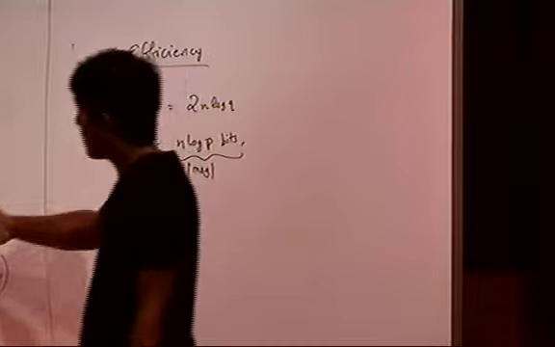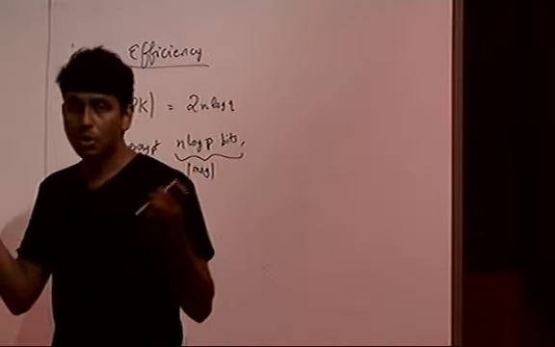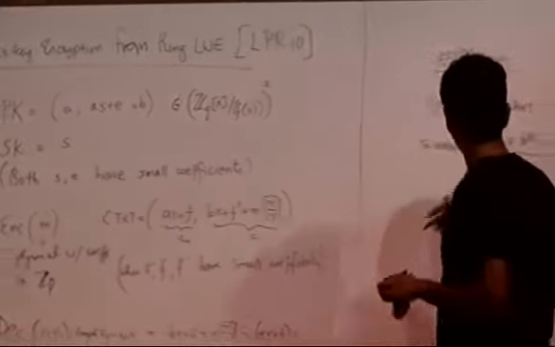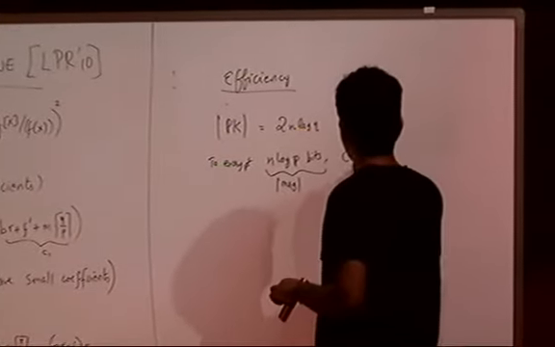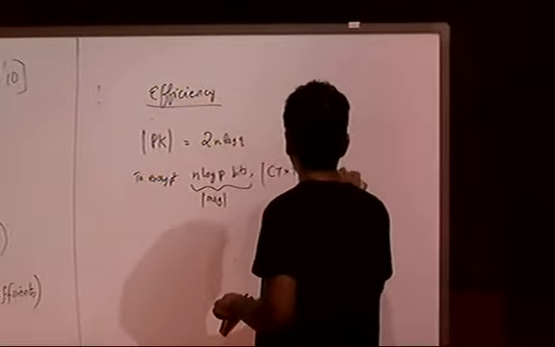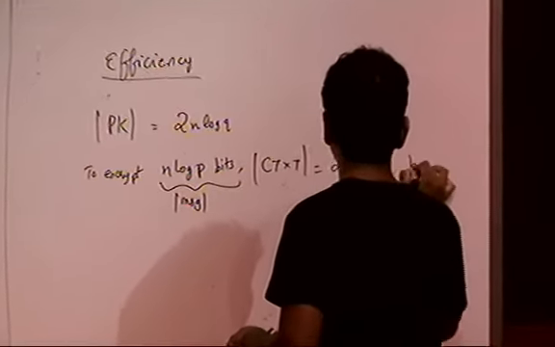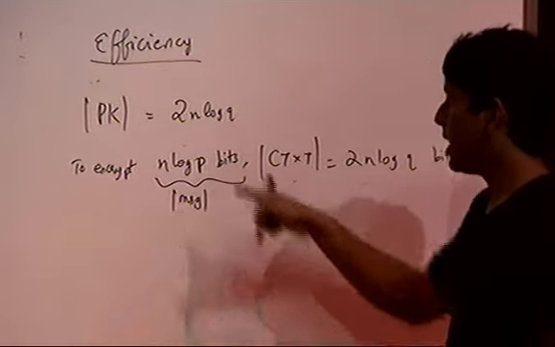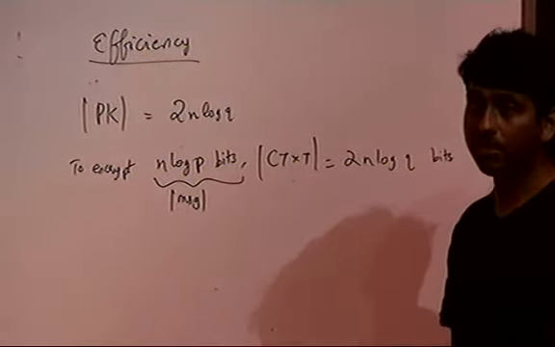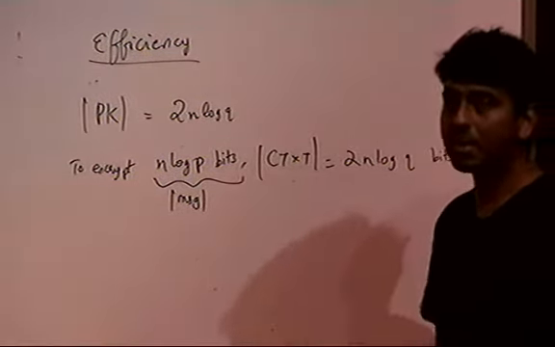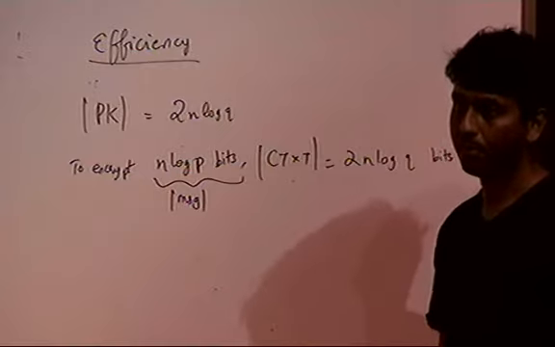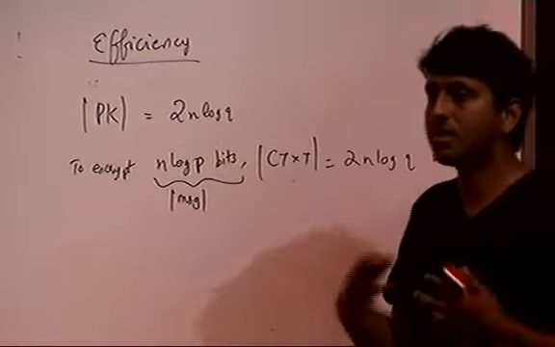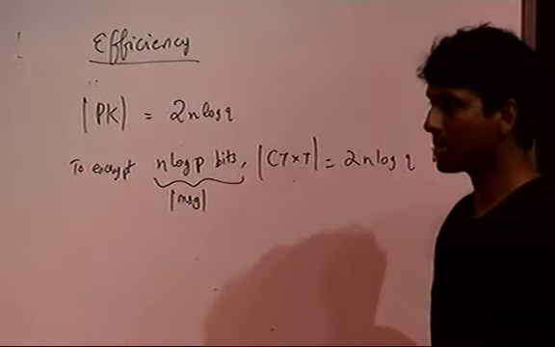What is the length of my ciphertext? It's two polynomials in Zq[x] mod f(x). Okay, so the ciphertext is 2 times n log q bits. So if I set p to be square root q, let's say, the ciphertext expansion is a factor of 4. Okay, so it's a constant factor expansion between the message and the ciphertext.